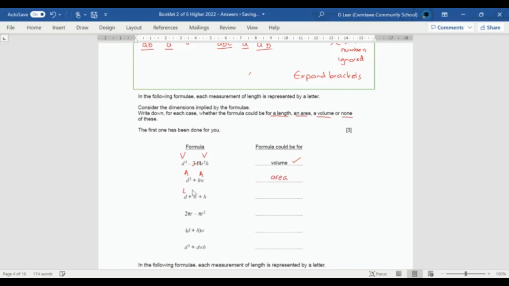D is a length, W is a length, and H is a length. So we are adding a length, add another length term, add another length term. So this is a length.